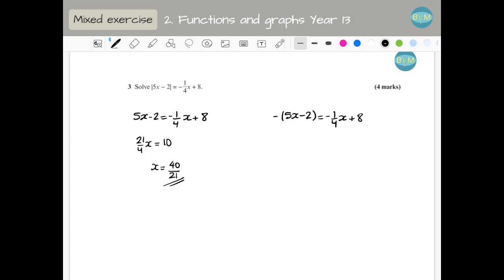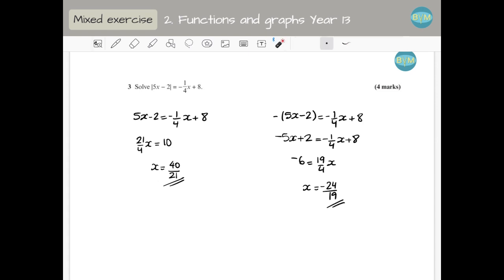For the other, I'm going to expand the bracket, so I have minus 5x plus 2 equal to minus 1/4 x plus 8. So numbers to the left, I have minus 8 plus 2, which is minus 6, and on this side I have 5 minus 1/4, which is 19 quarters x. And from here, x is going to be 4 times minus 6, which is minus 24 over 19. And that's my other answer.